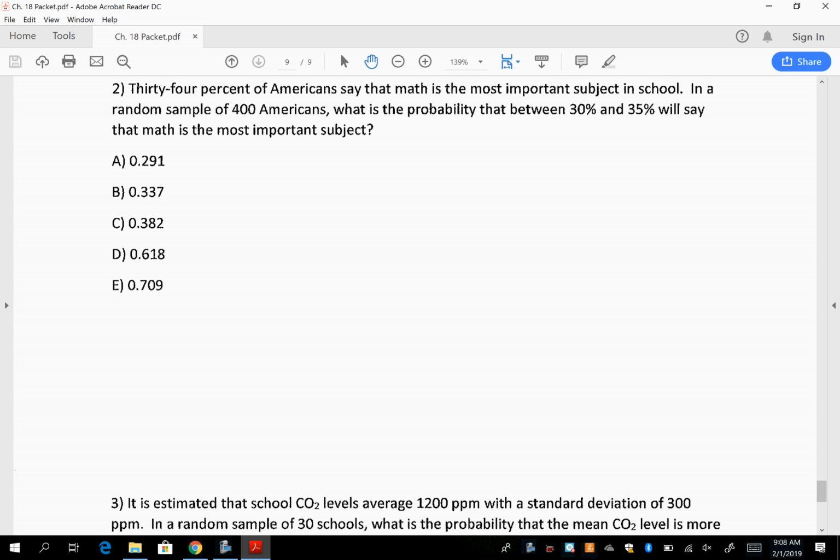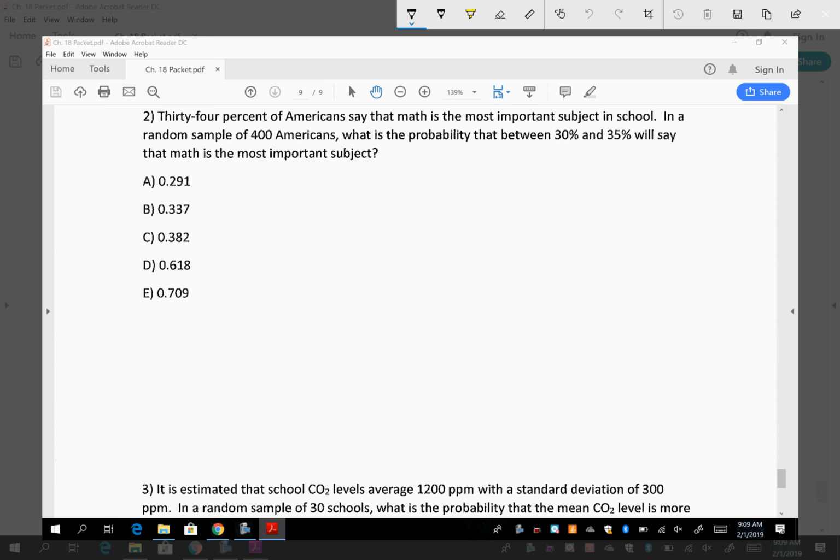Number 2. Now, I want to tell you guys right now that this problem is different than what we did 20 minutes ago. And also, it's different than what we did together on Wednesday. All right, so let's read this problem, see what I'm trying to talk about. All right, let's go with Aiden. Do you mind reading number 2 for us, please? 34% of Americans say that math is the most important subject in school. In a random sample of 400 Americans, what is the probability that between 30% and 35% say that math is the most important subject?